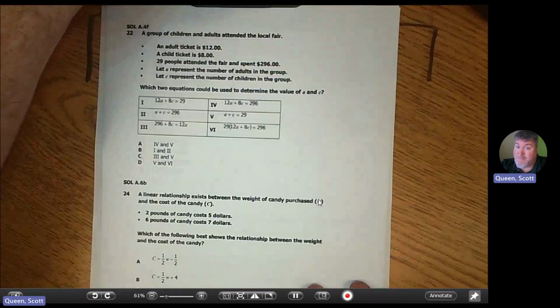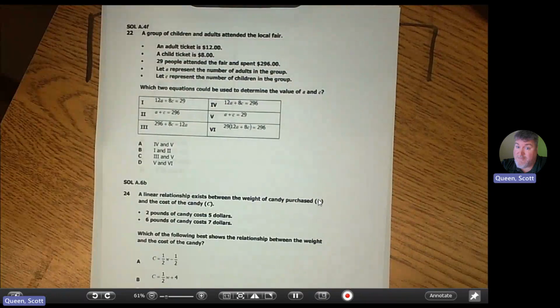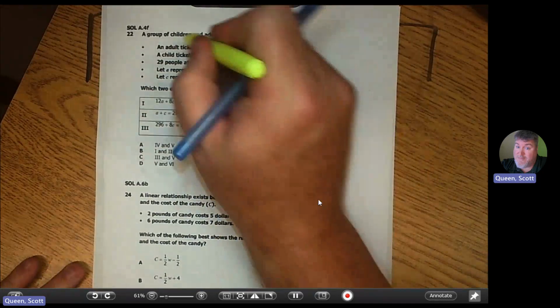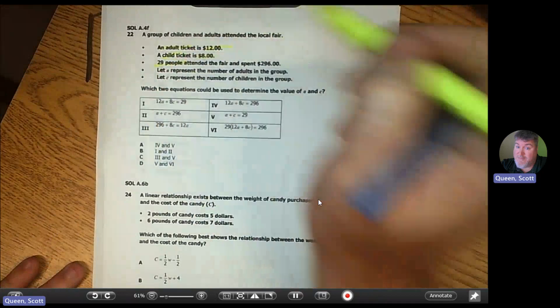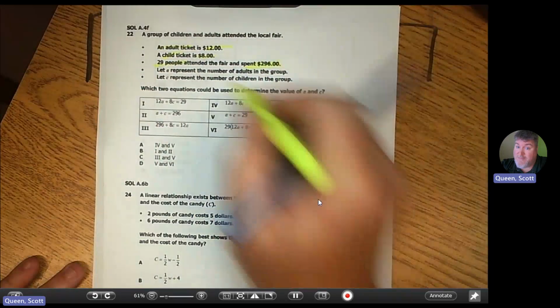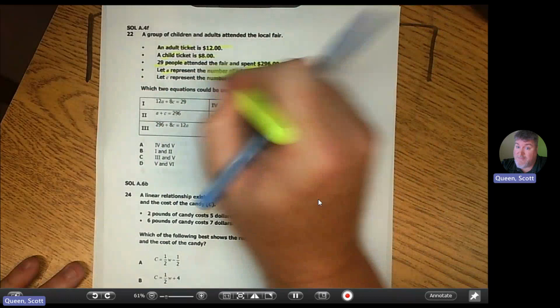All right, 22. 22 was fun. Lots of words, but we'll get through it. A group of children, adults we don't care about, go to a fair. An adult ticket is 12 bucks. A child is 8 bucks. 29 people attended, and they spent that much money. Let A represent adults, C for children.